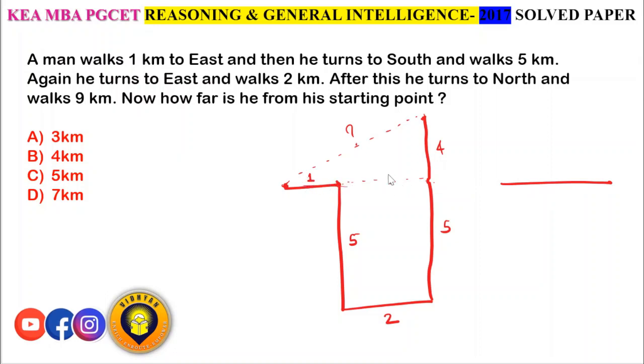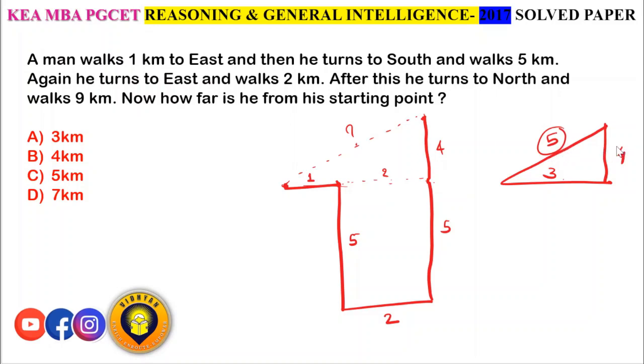This is 1 and this is 2. So total it is 3 meters. And this height is how much? 4 meters. So you want this hypotenuse value, right? So this 3, 4, this is a Pythagorean triplet. So if it is 3, 4, the hypotenuse will be 5. So by using Pythagoras theorem, you can get this value. If you don't know it is a Pythagorean triplet, then you can find this value.